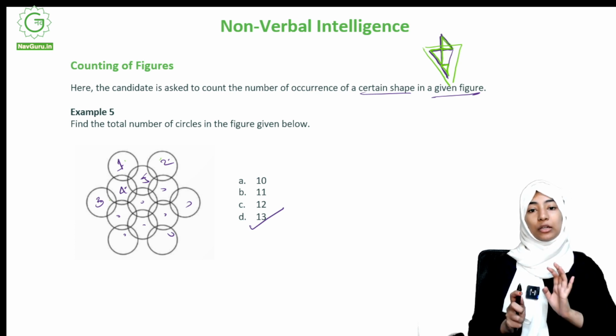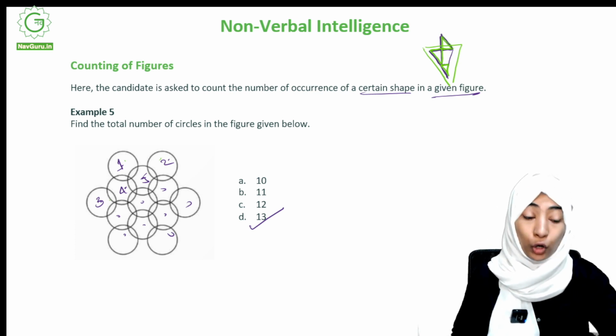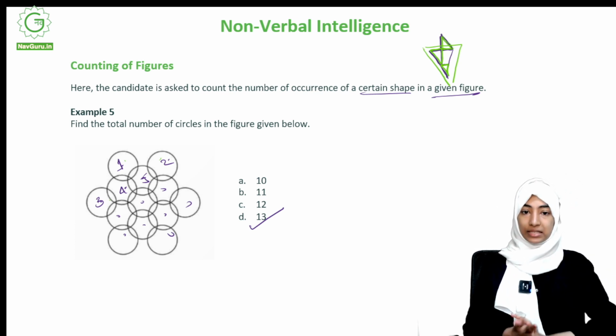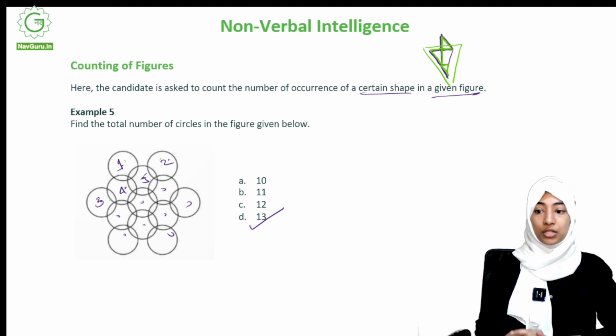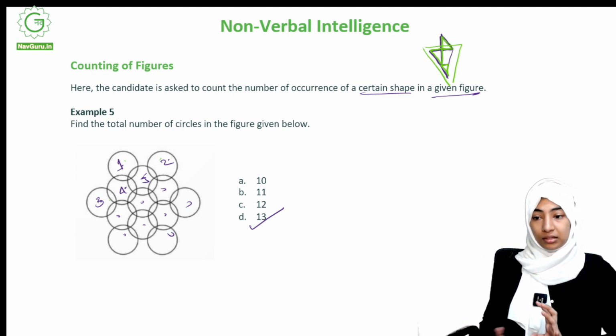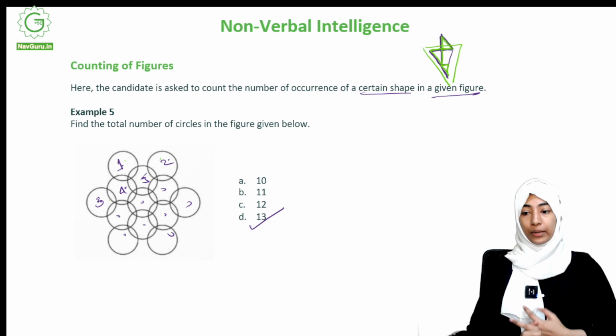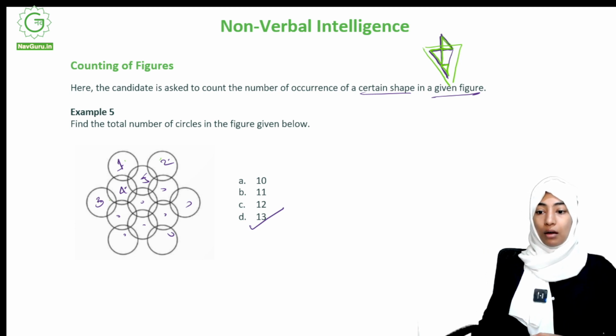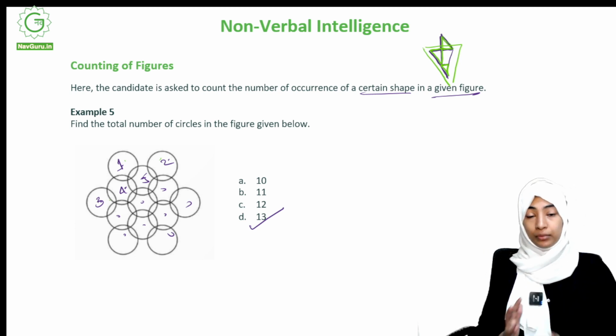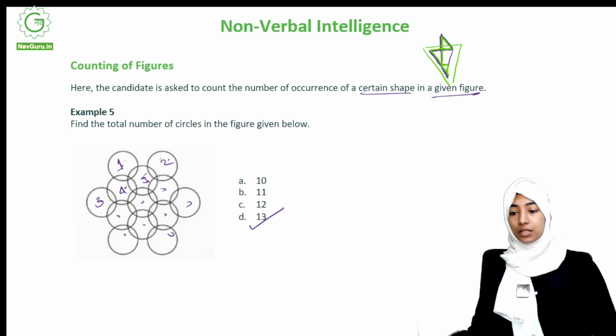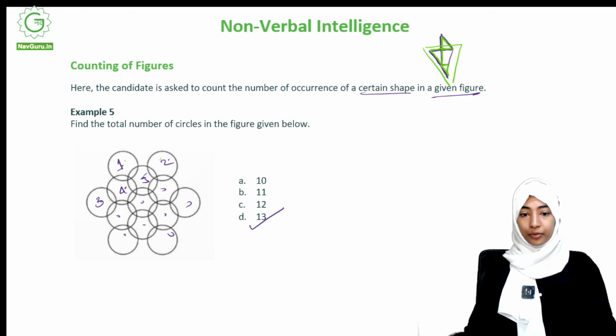So now we're officially done with the theory of non-verbal intelligence. We will obviously be having example sessions. Since this part has a lot of topics, we will also try to cover different kinds of questions from all these different topics. So yeah, that's all we had in non-verbal intelligence.